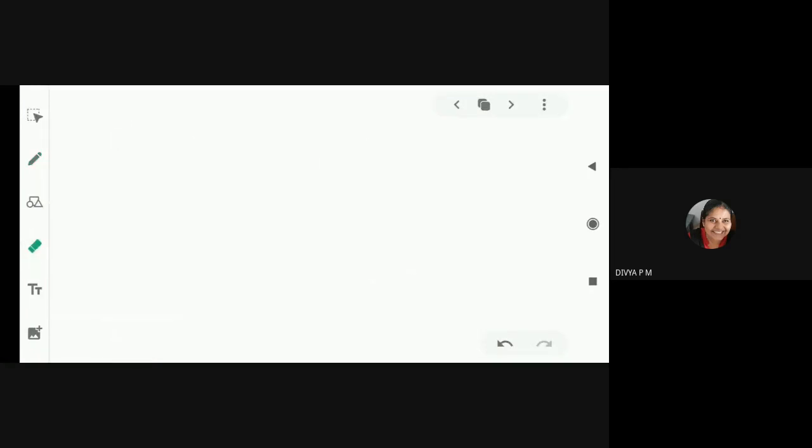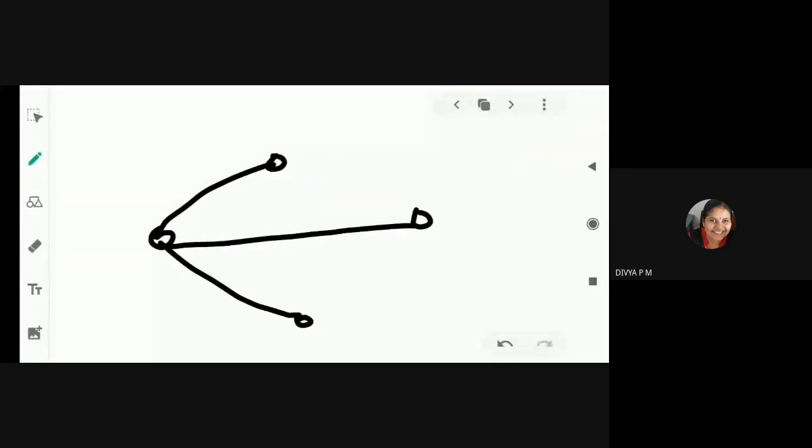Okay, let me give one more figure. In the previous Konigsberg bridge problem, the figure was like this.